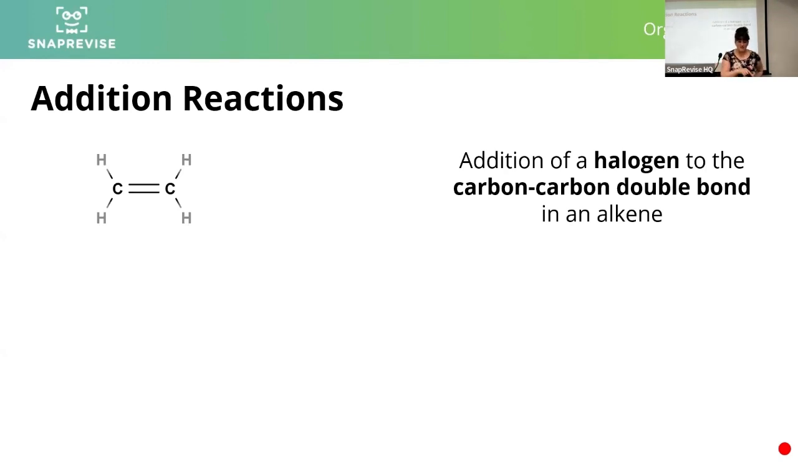So alkenes can undergo addition reactions where you add something across a double bond. An addition reaction is where you start off with two or more reactants and you end up with one product. So you're adding things together to form one product. In this case, we've added a halogen to the carbon-carbon double bond in an alkene to form a dihalogenoalkane.